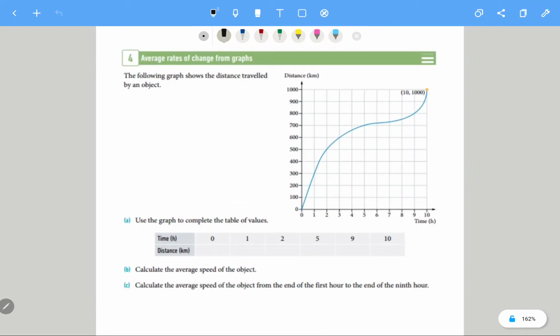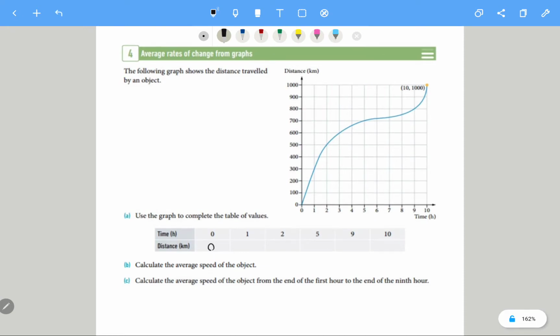Now we're going to do it via a graph. The following graph shows the distance traveled by an object. Use the graph to complete the table of values. At 0, it's traveled 0. At 1, it's traveled 300, then 500, 600. At 5, it's 700. It's not going up linearly. At 9, we get to 800, and at 10, we get to 1,000.